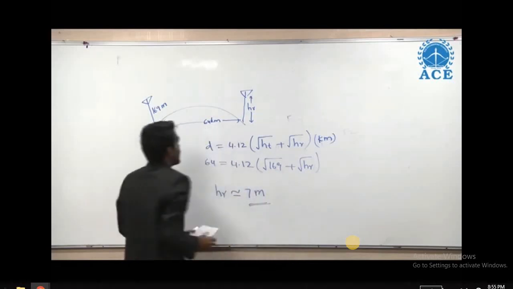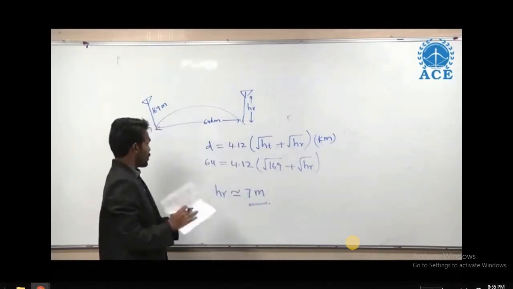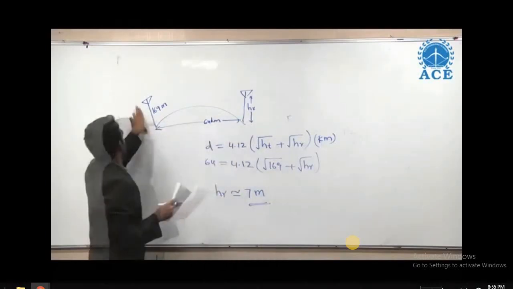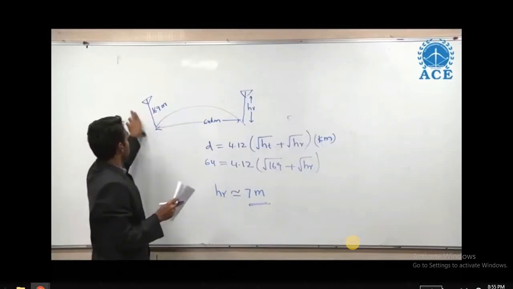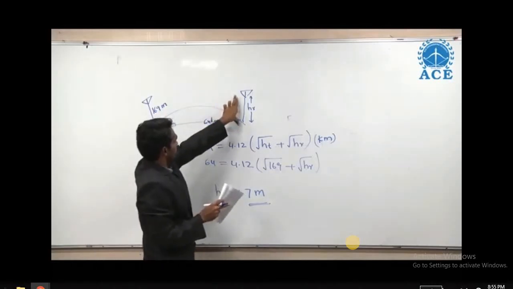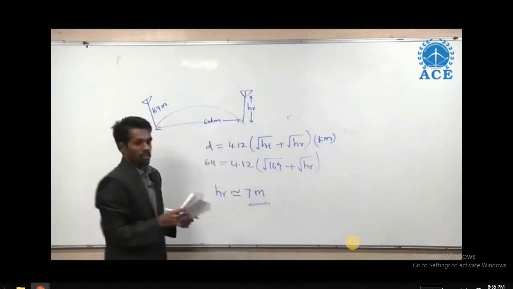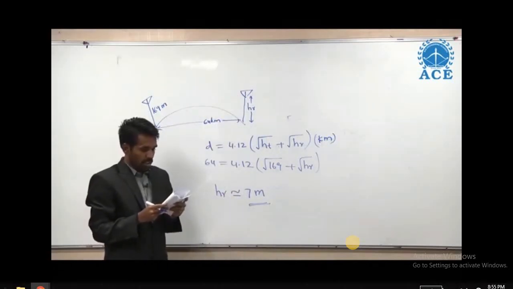So the receiving antenna height should be 7 meters. Otherwise, we are unable to receive the signal from the transmitter. So at least 7 meters of height of the receiver should be placed here. So from the given options, the answer is B.